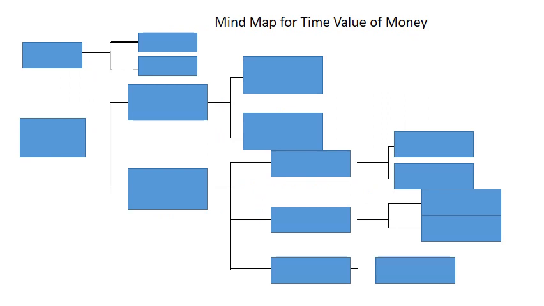I'd like to show you a mind map for the time value of money. Hopefully by the end of this slide, you will see the big picture. There are many methods of doing this time value of money. We'll go through a simple one first. We have the single cash flow. That means there's only one lump sum over a period of time.